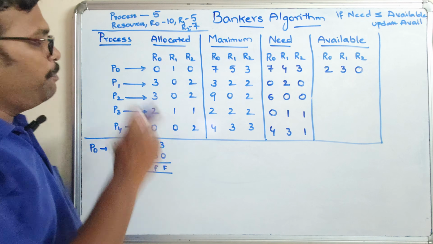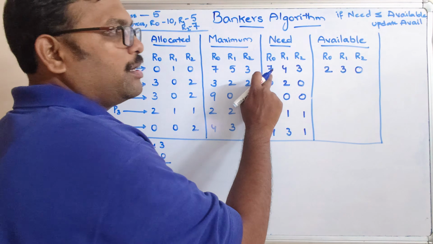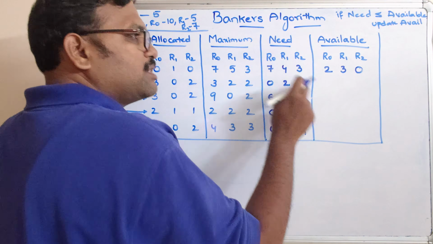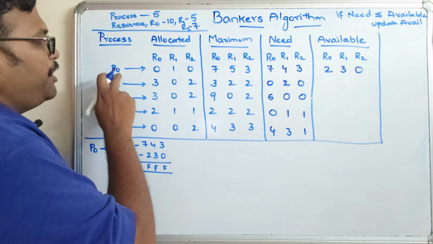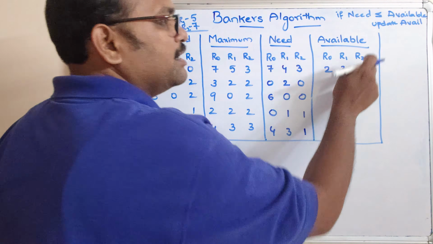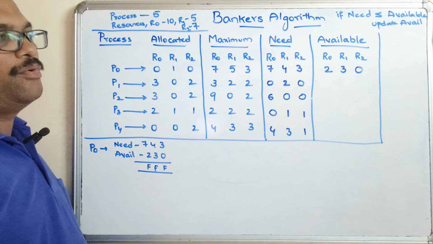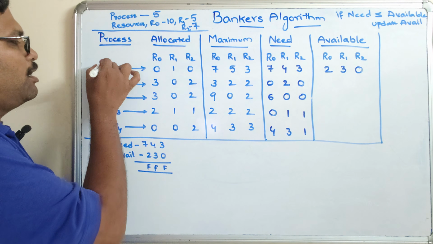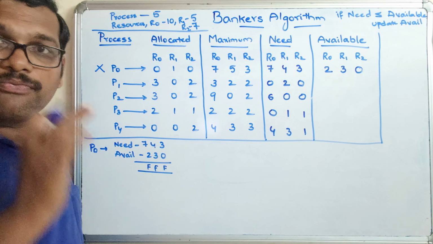Hope you understood. P0 requires 7 R0 resources where we have only 2. P0 requires 4 R1 resources where we have 3. P0 requires 3 R2 resources where we have 0. So P0 can't be executed as of now.